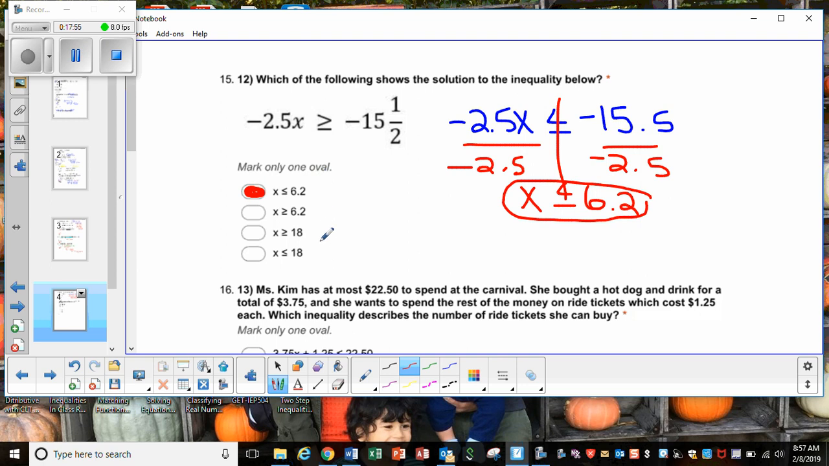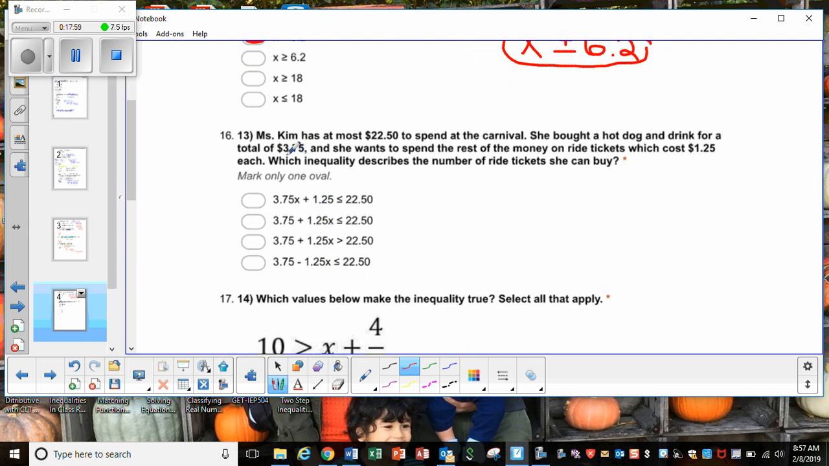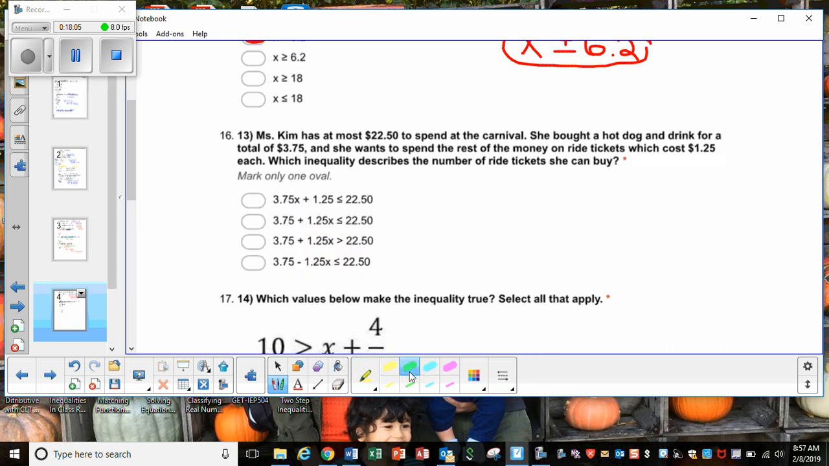Okay, so we're almost finished here, just a couple more. I know this is a long review. Hang in there with me. Number 13 is another word problem. So I am going to highlight keywords.